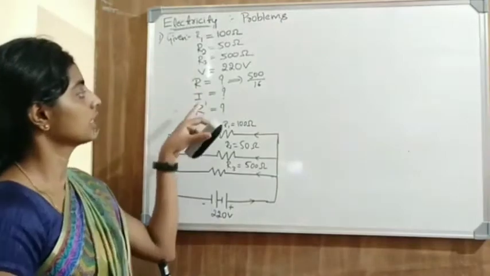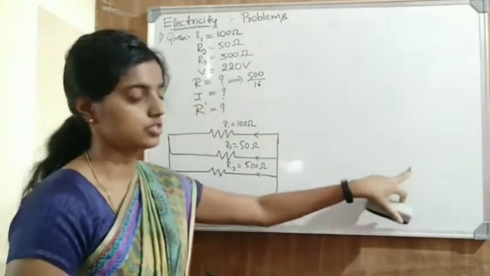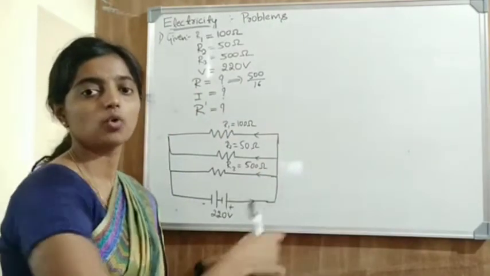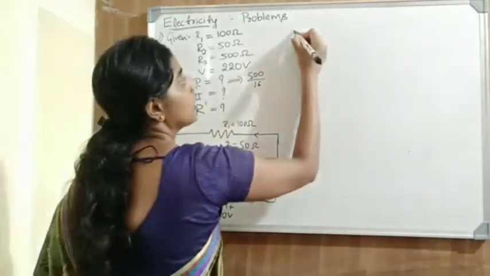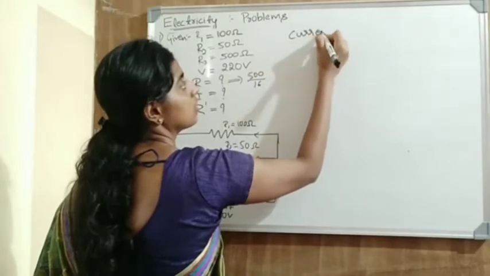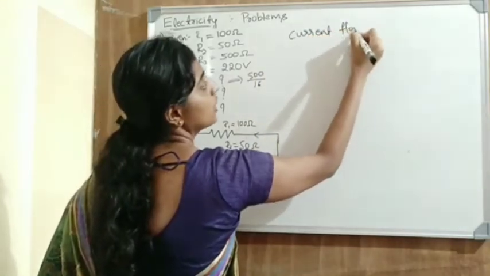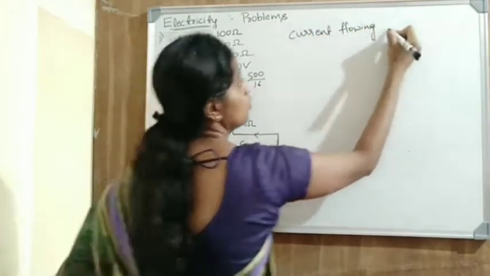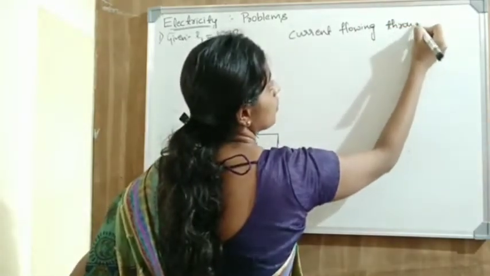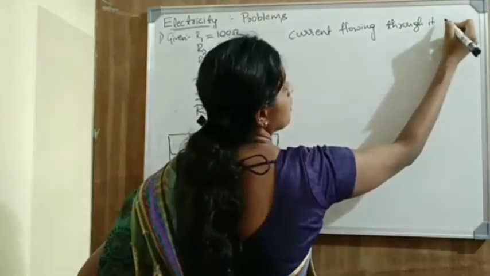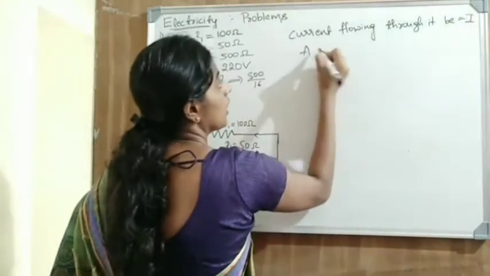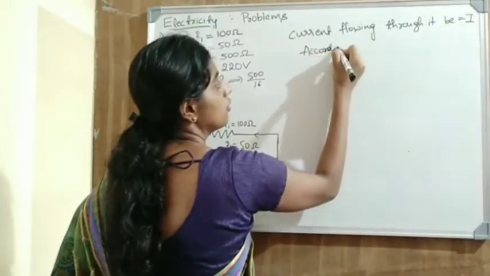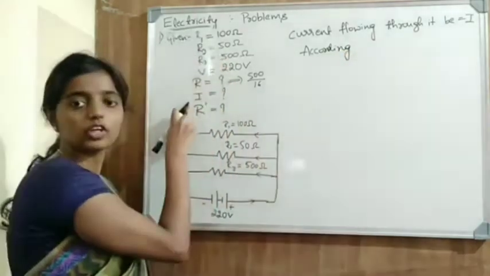Let current, what we at the end saw that we need to find out, the current flowing through it, right? So current flowing through it will be I. Write down each and everything in words. Current flowing through it be I. So according to which formula we need to use here to find out I?